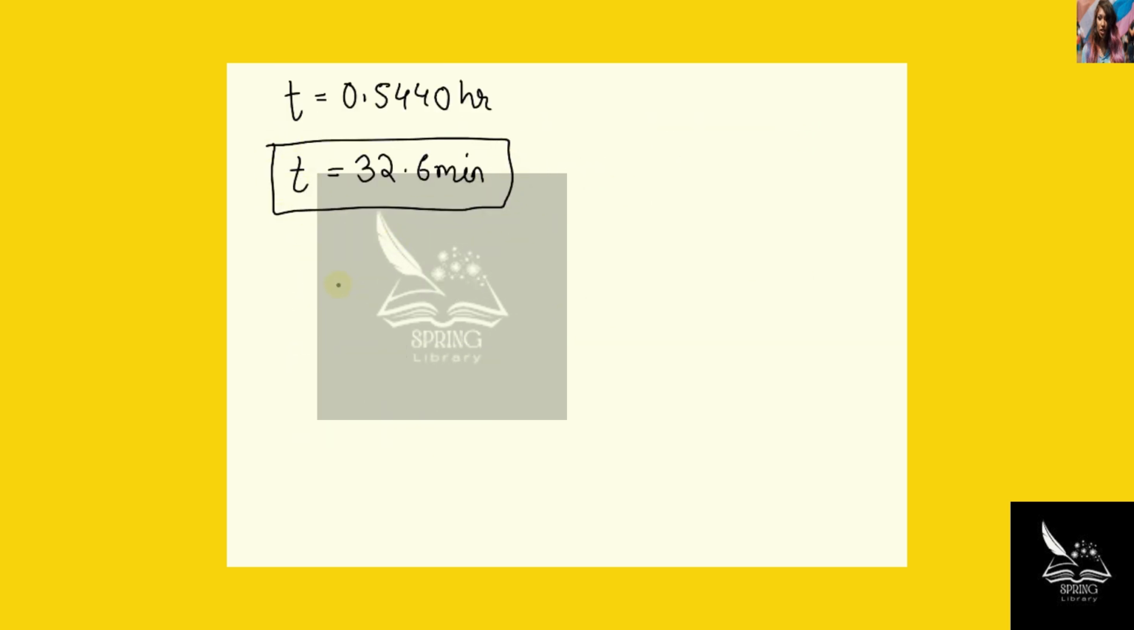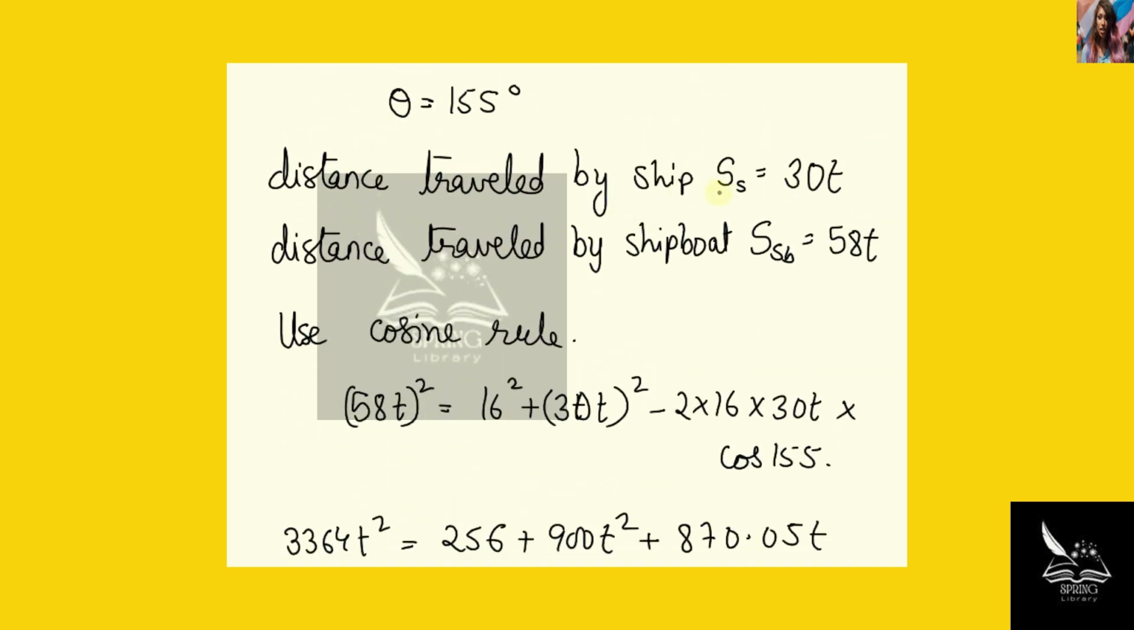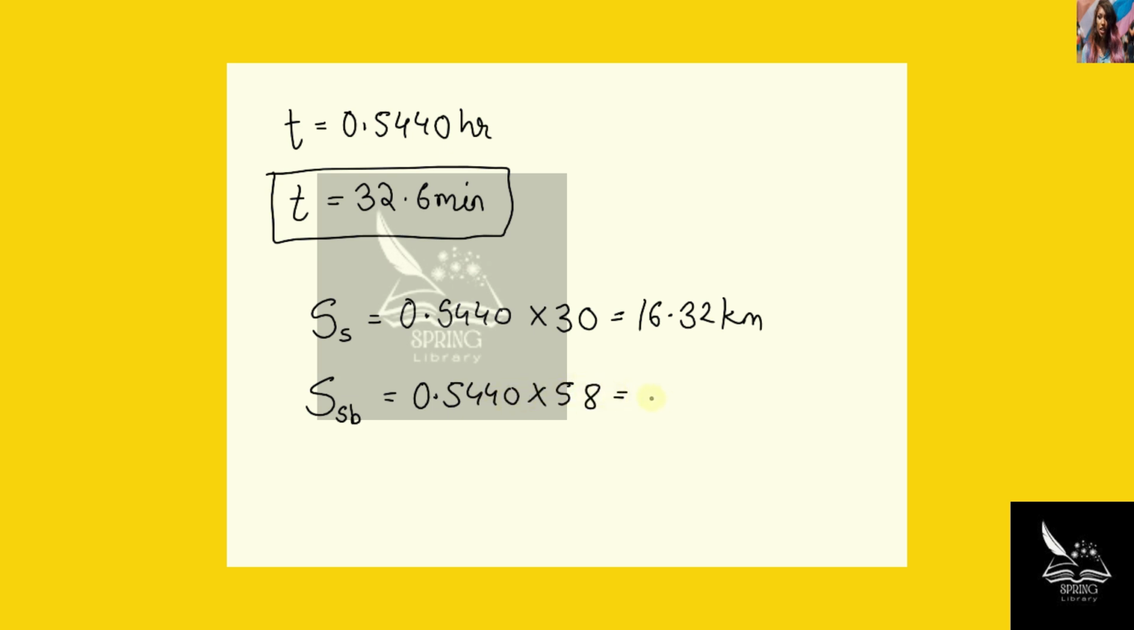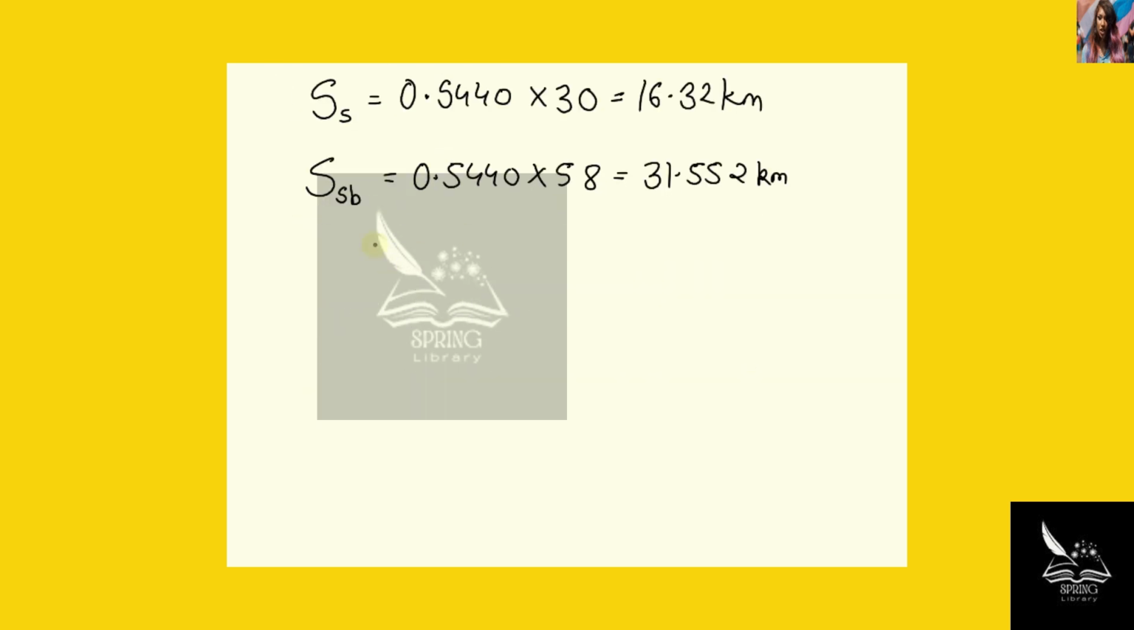Now the distance traveled by the ship is 30 times 0.5440, which gives me 16.32 kilometers, and the distance traveled by the speedboat will be 0.5440 times 58, which gives me 31.552 kilometers. Now with this, we will use the sine rule.